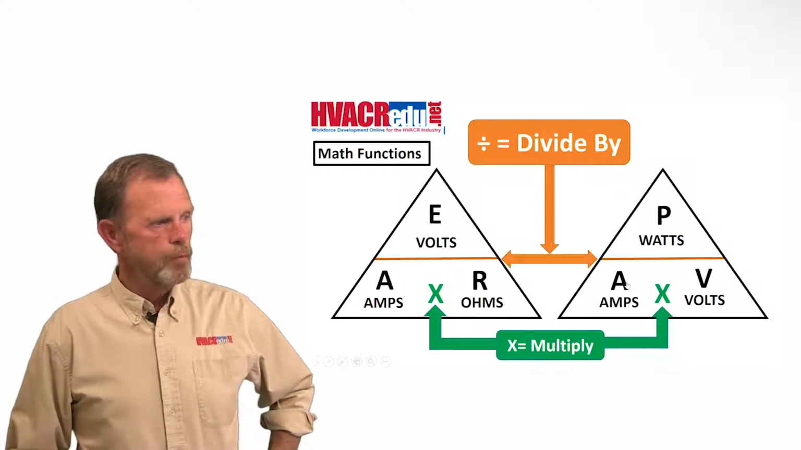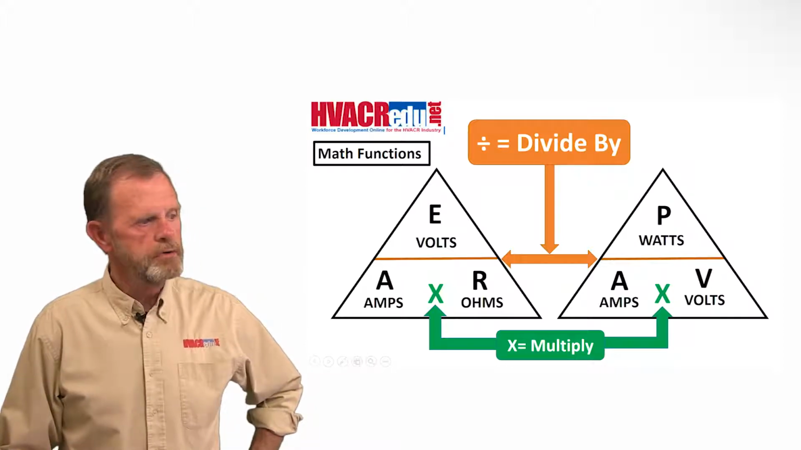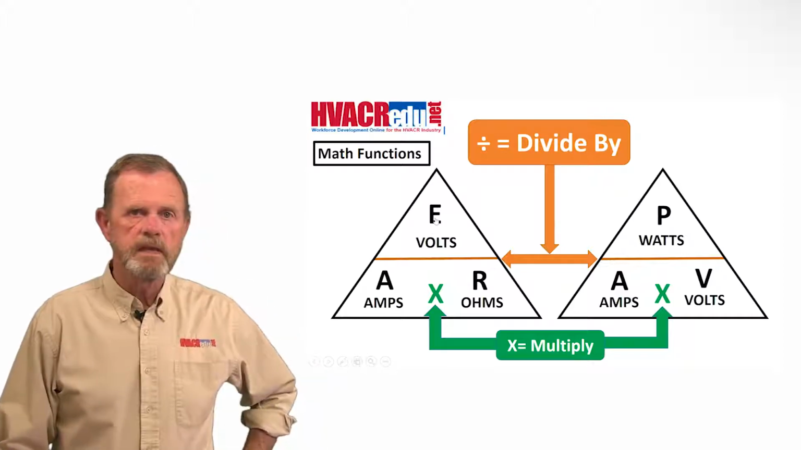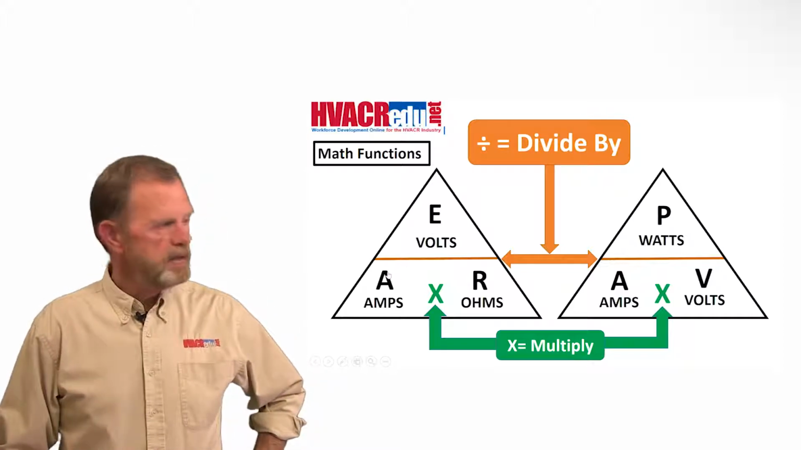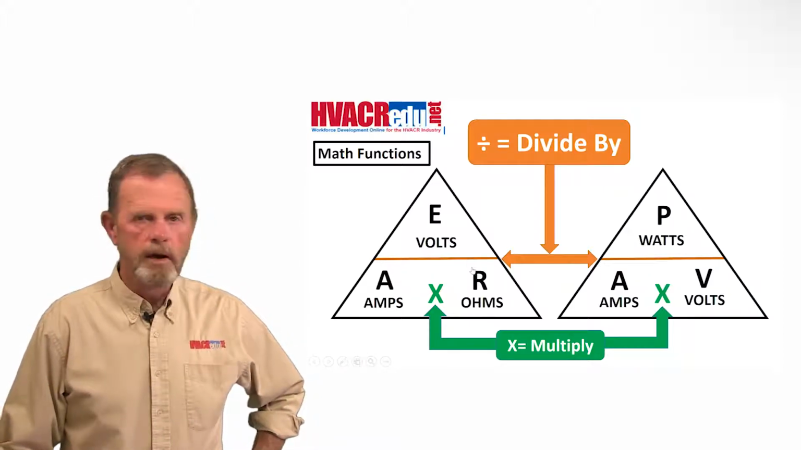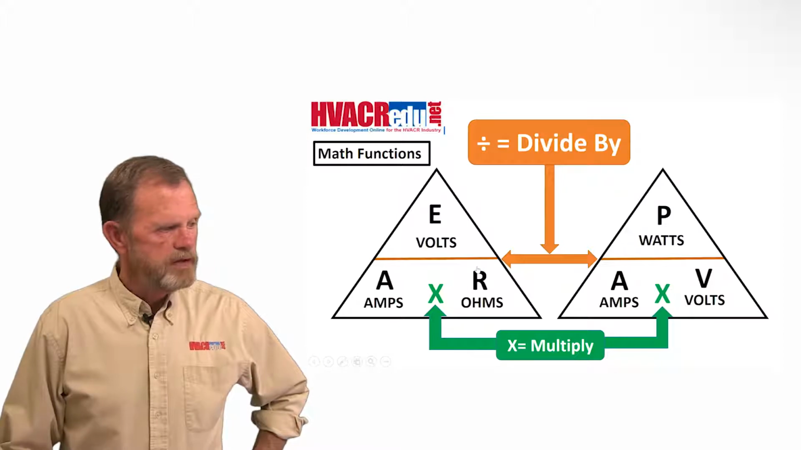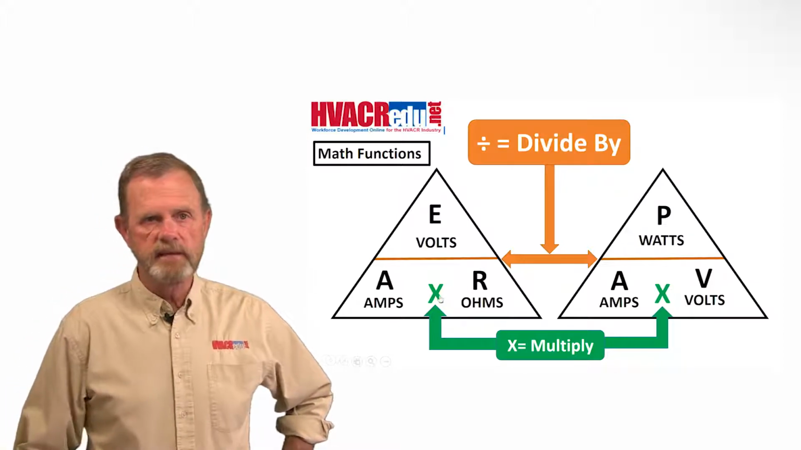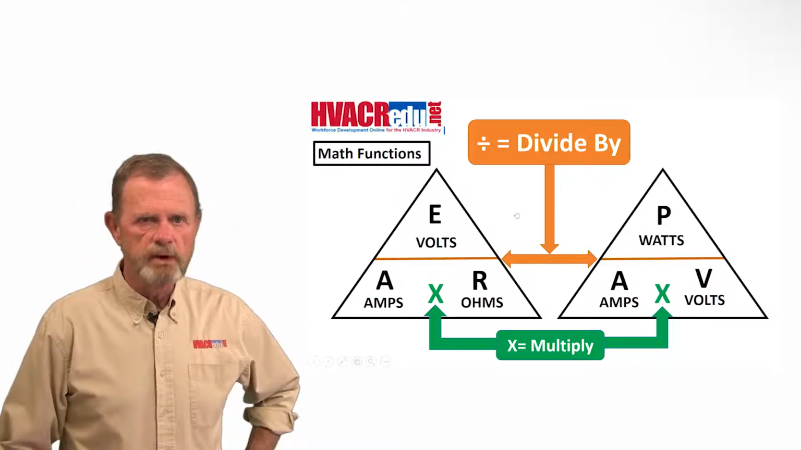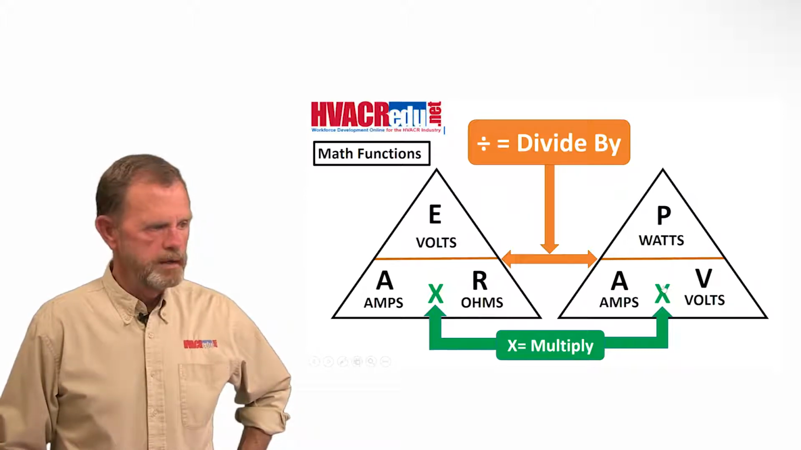All right, so amps times watts will give me volts. Volts divided into watts will give me amps. Resistance in ohms divided into volts gives me amps. Amps divided into volts gives me ohms. We're going to go on with that until you get it. The X sign down here means multiply. That's just something I wanted to make sure you understood: this line is divide by, the X is multiply.